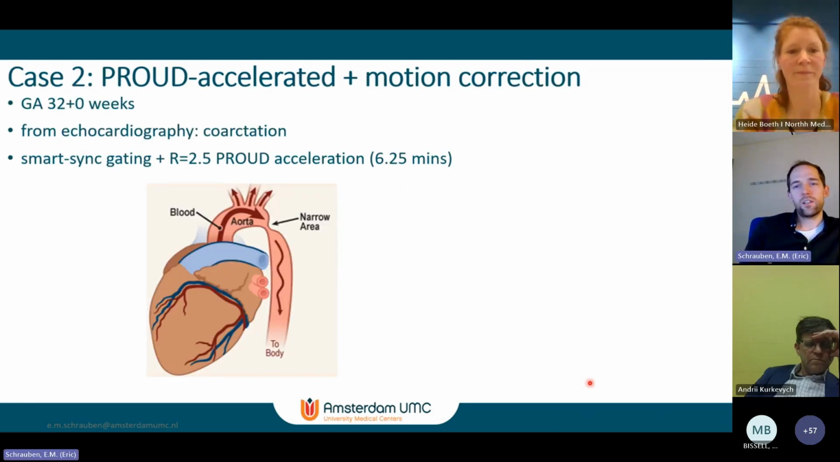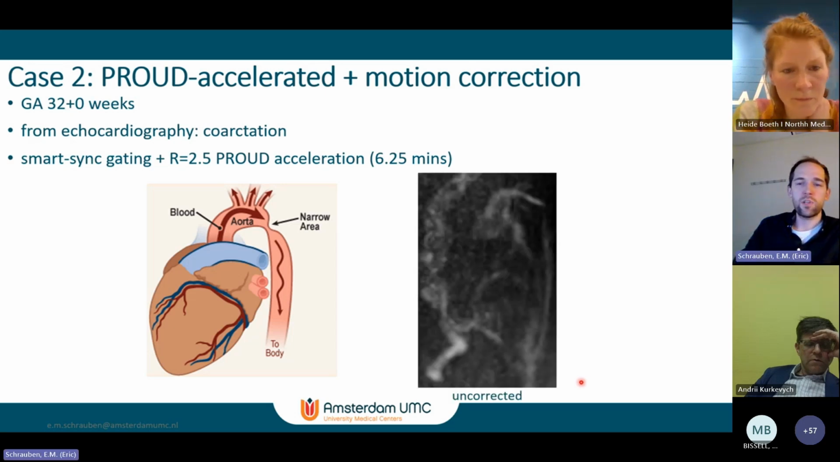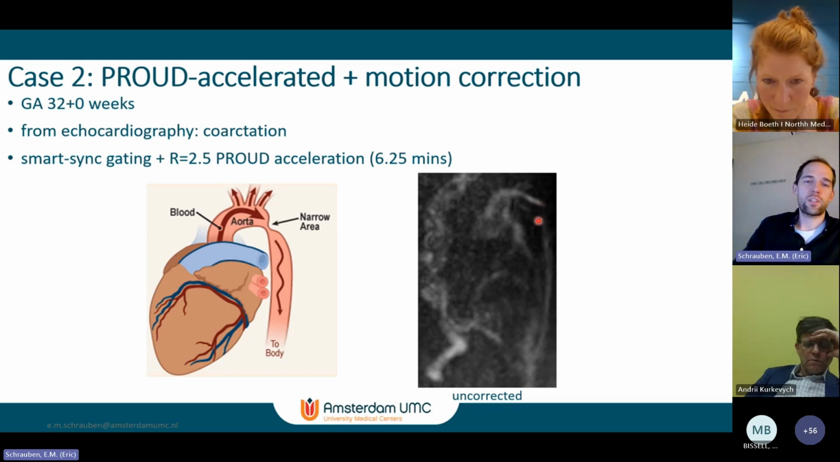And so the second clinical case I'd like to present uses this accelerated acquisition and motion correction pipeline in a 32-week gestational age fetus. In this case, echo noted a potential coarctation, and the 4D flow acquisition was performed with a target acceleration of 2.5 and took around 6 minutes. So over the 6 minutes, we definitely expect some motion to occur. And indeed, when we look at this maximum intensity projection of the PCMRA, we can see considerable noise as well as a complete loss of signal directly at the location where the suspected coarctation would be.